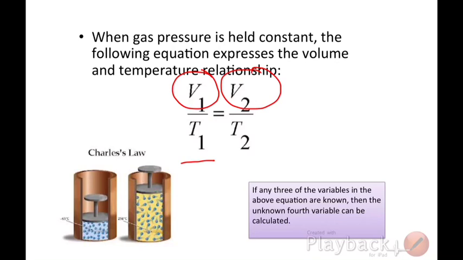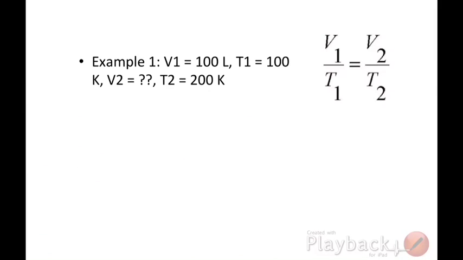Notice that this equation looks very, very similar to our temperature and pressure equation that we worked on last week. The point is that if any three of the variables in this equation are known, then the unknown fourth variable can be calculated. And that's what we're going to do today. So here's our first example. This is the easy one where we simply plug in the values.